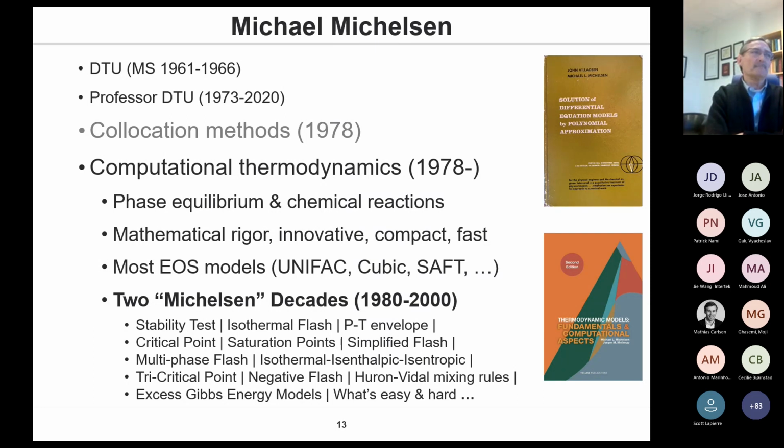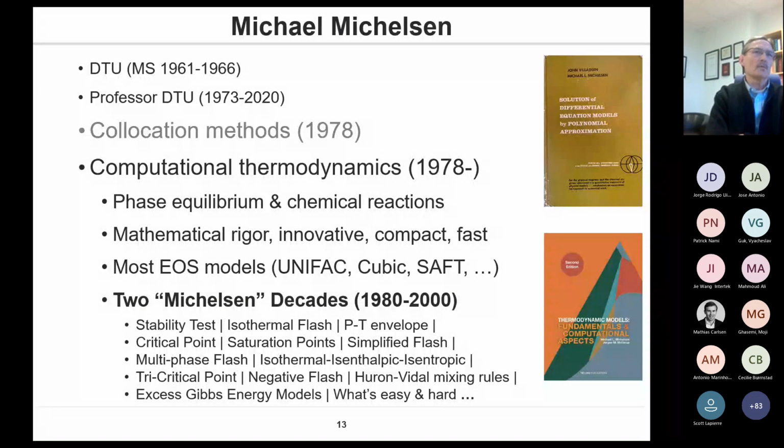Michael's first major contribution was in co-authoring a book on collocation methods, which is the solution of differential equation models by polynomial approximation, with Professor Villadsen. But really, we know him mostly from his contributions that started in the late 70s, early 80s on computational thermodynamics. He basically looked at computational methods for phase equilibrium calculations and chemical reactions, a wide range of equations of state models.